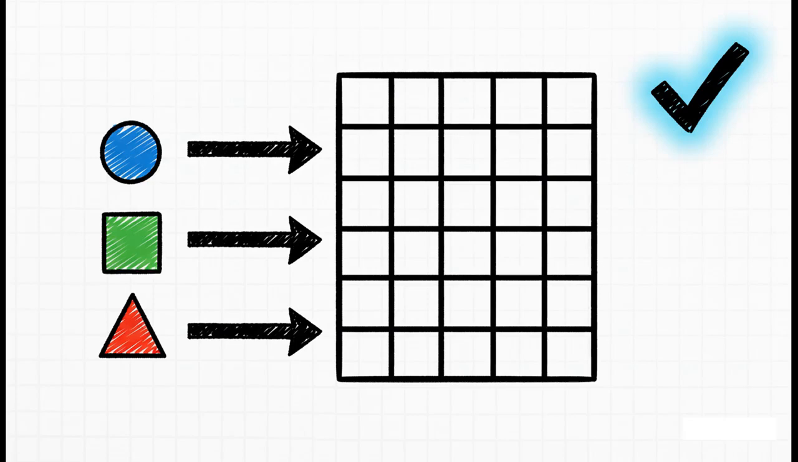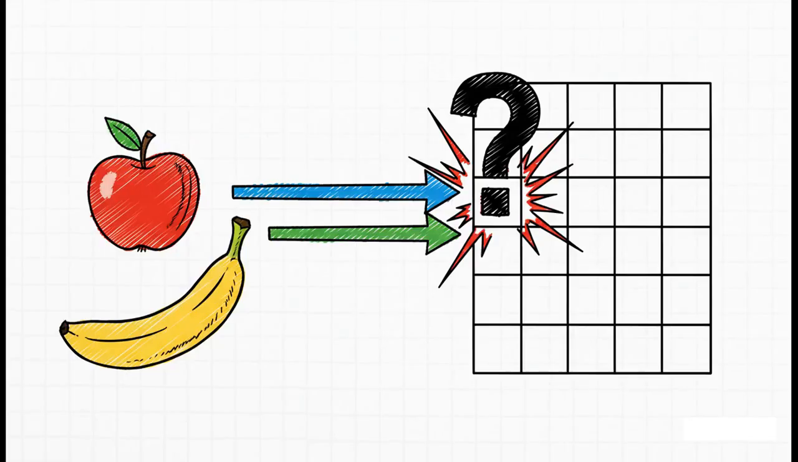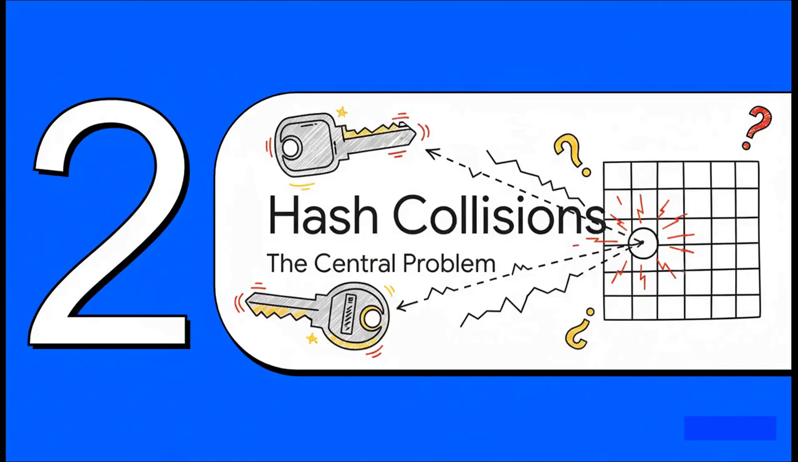So there you have it, right? A perfect system. Instant lookups, problem solved. Our work here is done. Well, maybe not. As it turns out, there's a little wrinkle, a tiny fly in the ointment that every single hash table has to deal with. This is where we get to the main conflict in our story.